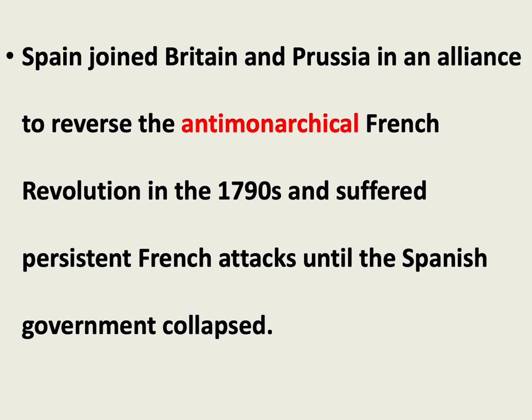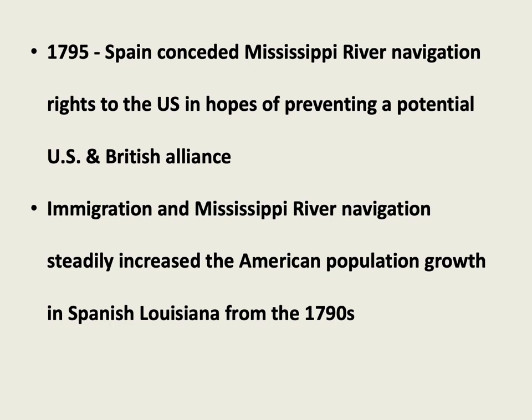Well, what happened was, because of this, the French, now controlled by the revolutionaries who succeeded, started to attack Spain until the Spanish government in Madrid collapsed. Now, Spain again was really concerned about the United States, and the Mississippi River was the border between the United States and Spanish Louisiana.